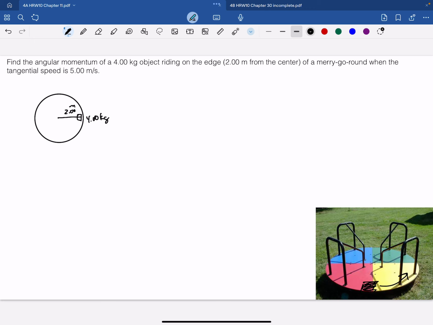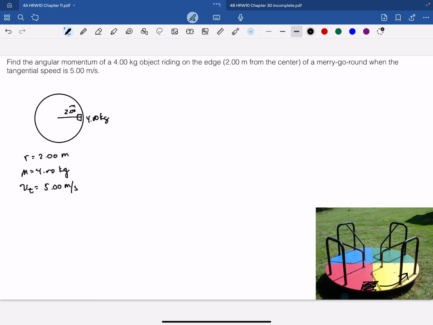And we want to find the angular momentum. Let's see, what do we know? The 2 meters, that's my radius. That's how far away my object is from the center of its rotation. The mass, 4 kilograms. I'm just making a list because I'm not quite sure what my problem-solving method is, but I know it's visualize, strategize, do it, check it. They give me a tangential speed, 5 meters per second.